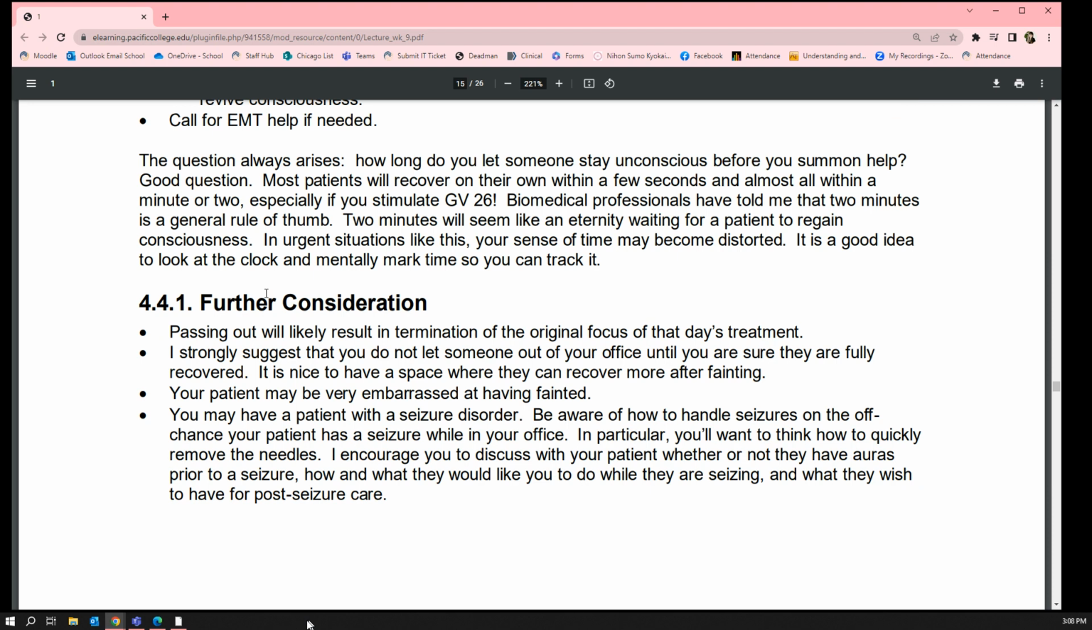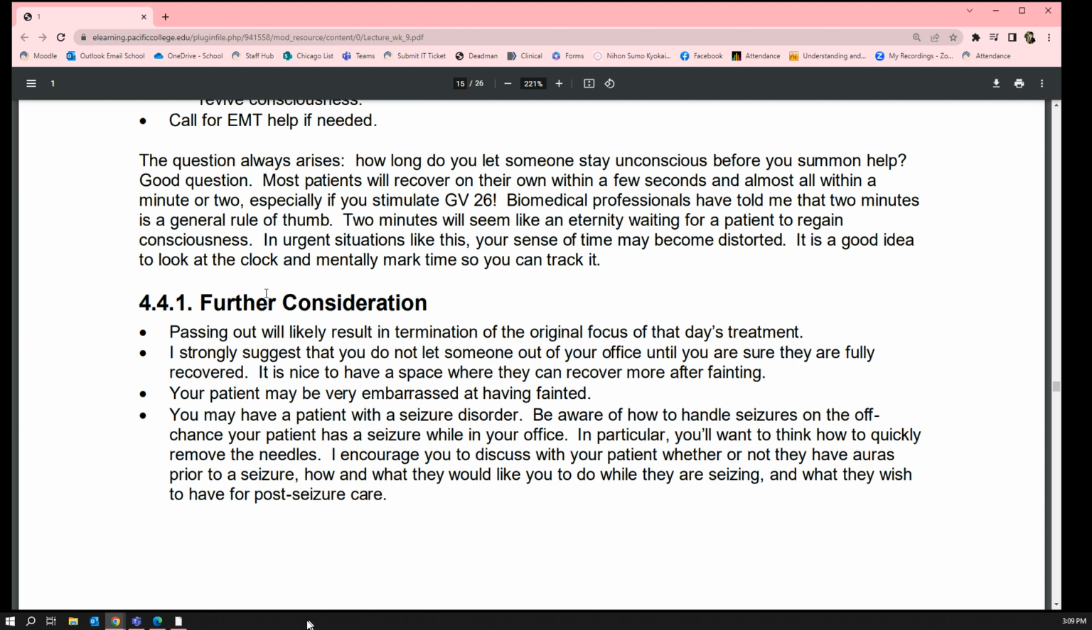Your patient may have a seizure disorder. Be aware of how to handle seizures on the off chance that they have one while they're in your office. This is another reason why we always want to look at our health history forms. Even if we're treating somebody for shoulder pain or ankle stiffness, right? We think, oh, we don't need to do the full intake. I don't need their health. Yes, you do. You need to know things like this.